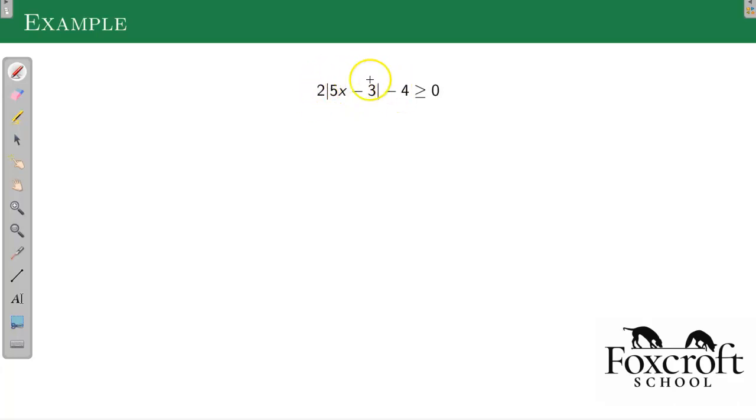So I want to get rid of this 2 and this -4 first. So I'm going to add 4 to both sides and divide by 2. I divide by +2, so the inequality goes the same way. All right, so now we have the absolute value by itself. That's our very first big step, isolate the absolute value.